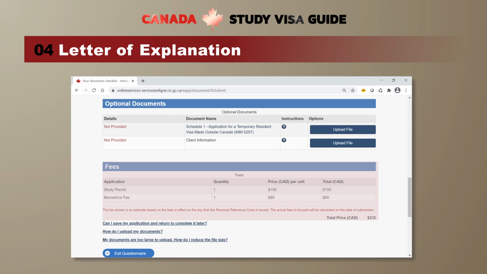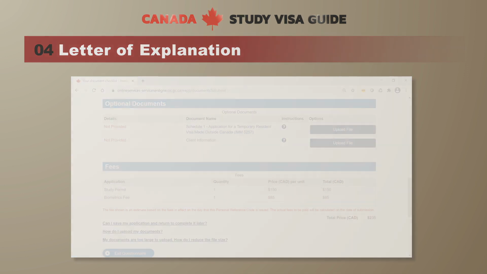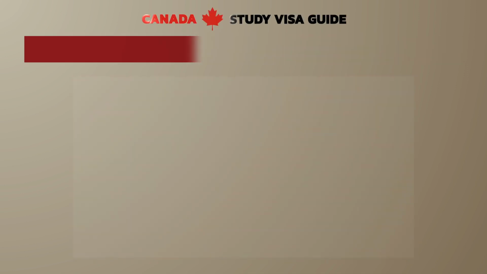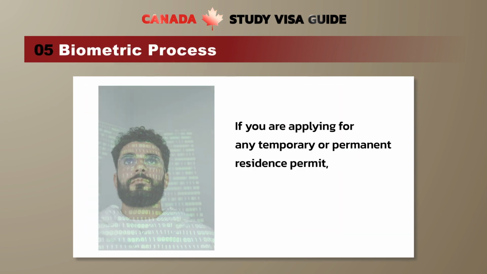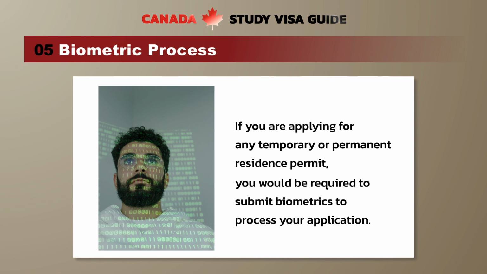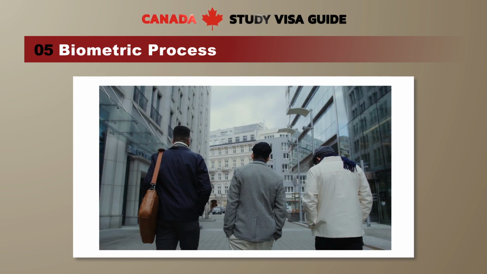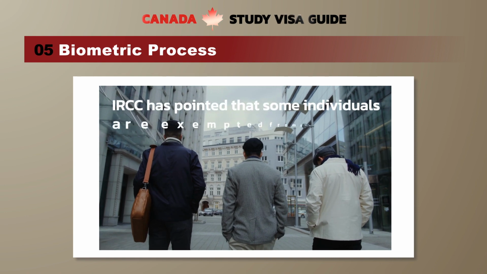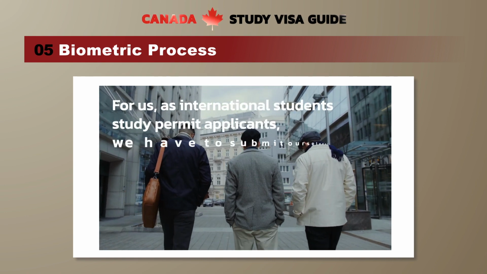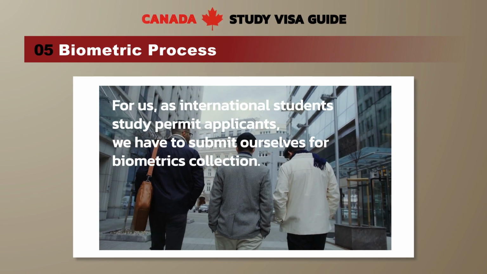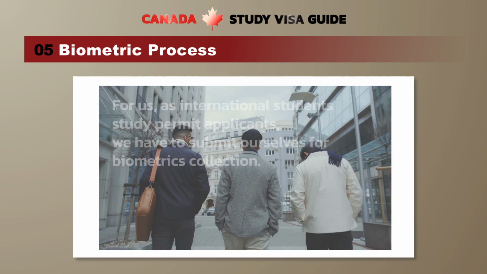Speaking of the biometric fee, let's learn what the biometric process is. Biometrics refers to fingerprints and photos. If you are applying for any temporary or permanent residence permit, you would be required to submit biometrics to process your application. IRCC has pointed out that some individuals are exempted from giving their biometrics. But for us, as international student study permit applicants, we have to submit ourselves for biometrics collection.